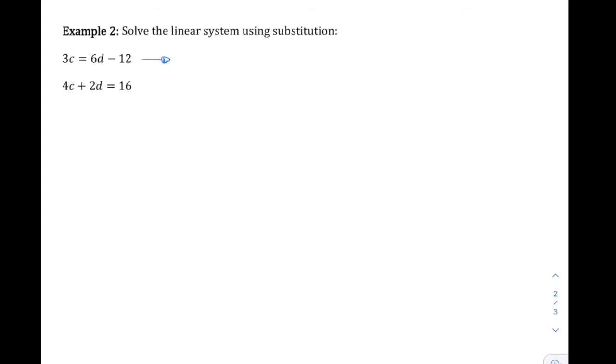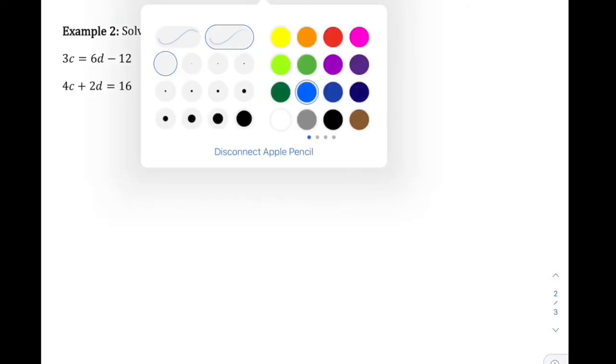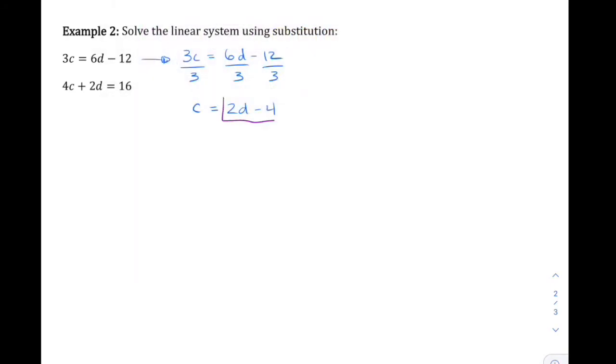If I divide everything by 3, I'm going to have 3c is equal to 6d minus 12, and divide everything by 3. That creates my new equation, c is equal to 2d minus 4. And what I'm going to do with that is take that value of c, 2d minus 4, and substitute it in for c in the second equation. And I'm going to create a new equation in place of that. So it's a combination of both. One equation is substituted into the other.